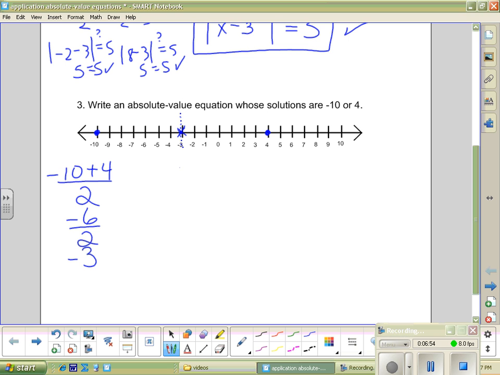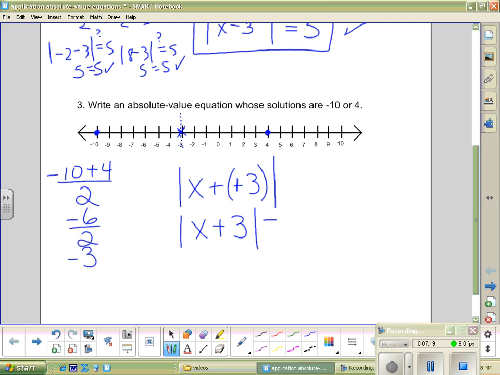So we know that it's going to be the absolute value of x minus the midpoint. But if we're looking at a midpoint of negative 3, something's going to happen here. I don't know if you remember this from last year, but the sign actually becomes a positive. So let's rewrite this as x plus 3.